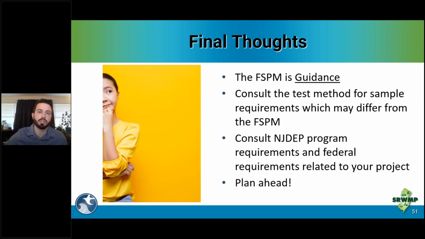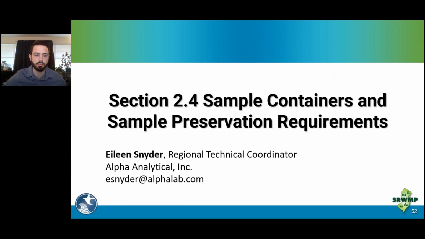In addition to consulting the analytical method, remember, consult NJDEP program requirements and federal requirements related to your project. And finally, remember to plan ahead. With any project, please create the project plan with enough time for all approvals, sign-offs, scheduling matters, equipment gathering, etc., to be completed before the start of the project. And that concludes 2.2 and 2.3.